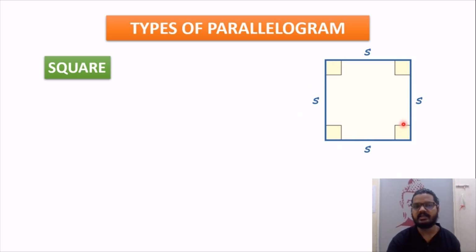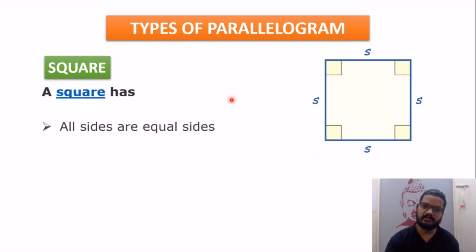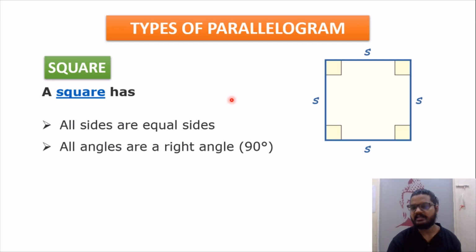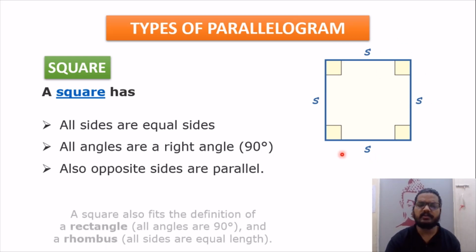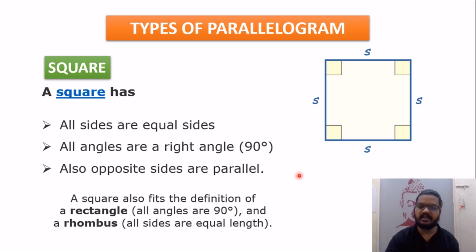Not all sides are equal, but in a square all sides are equal. So a square has all sides equal and all the angles are right angles, and opposite sides are definitely parallel to each other. Now one very important note to remember: a square also fits the definition of a rectangle and a rhombus.